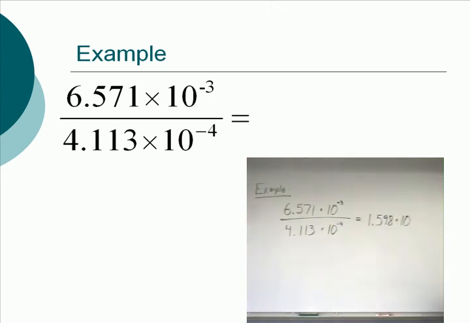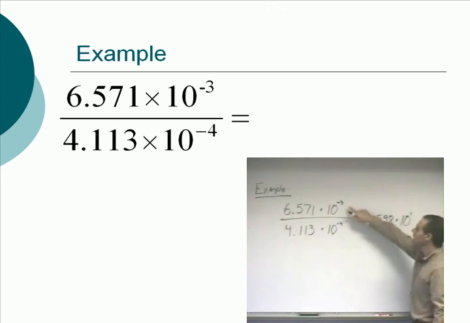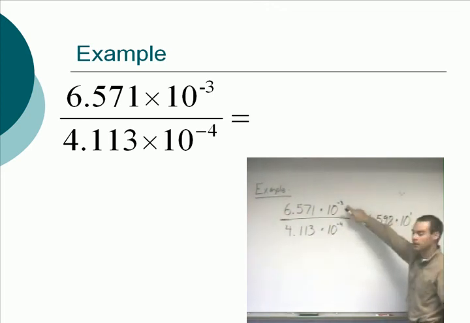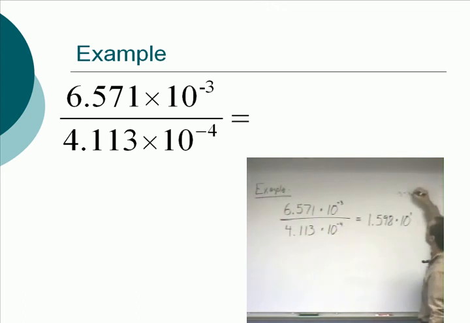Times 10 to the... Now, careful, this is a very common place to make a mistake. What is your exponent on 10? I heard a couple different answers. I heard 4, I heard 1, I heard 7, or maybe negative 7. It is 1. Why is it 1? Because we take negative 3 and subtract off, because we're dividing, negative 4. And so negative 3 minus a negative 4 is negative 3 plus 4. Our power of 10 is 1.